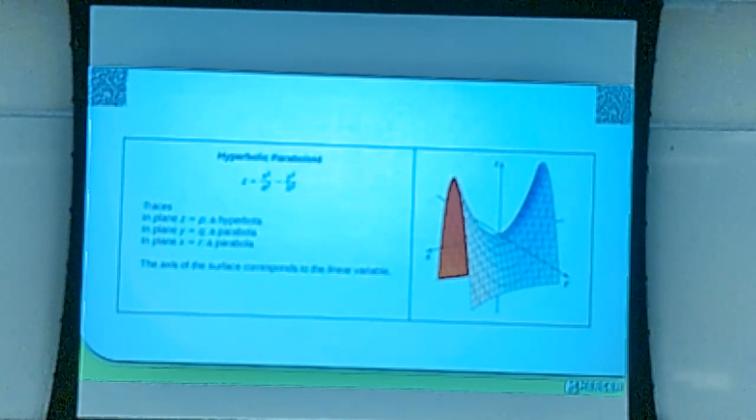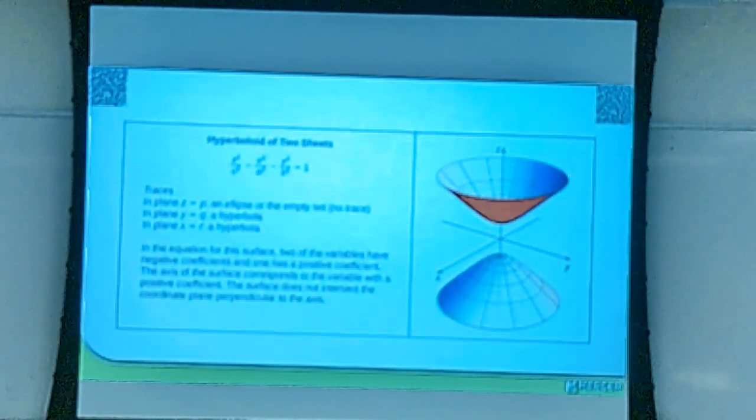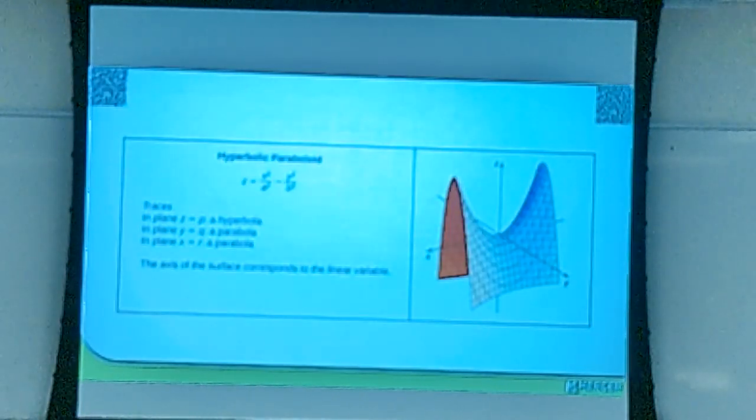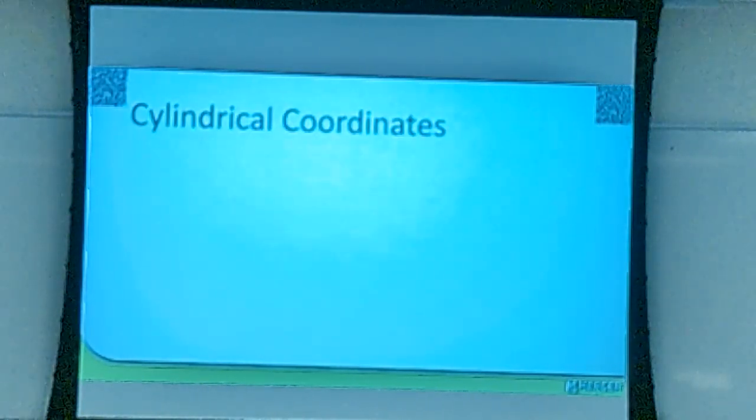So you will be asked questions to be able to identify a quadratic surface. That's why I would recommend this set of slides. This is what I really want to get into.